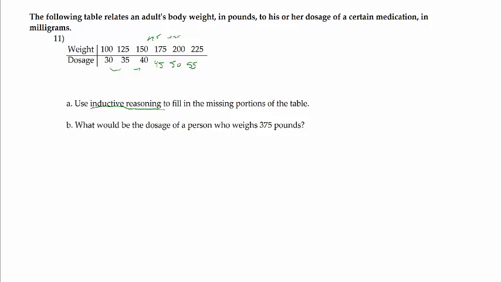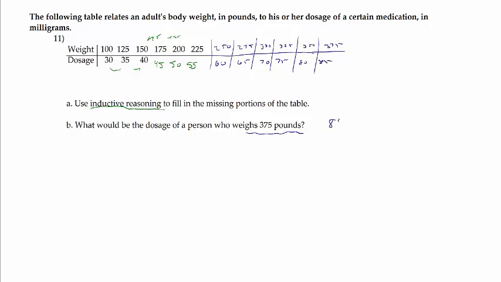Now we're asked to find the dosage for a person who weighs 375 pounds. Well, one thing to do is just to extend your chart. I want to show you another way that uses a shortcut. So my next one would be 250, and then 275, 300, 325, 350, 375. And then for the bottom, just add 5 each time. So we'd have 60, 65, 70, 75, 80, 85. So my answer is going to be 85 milligrams.